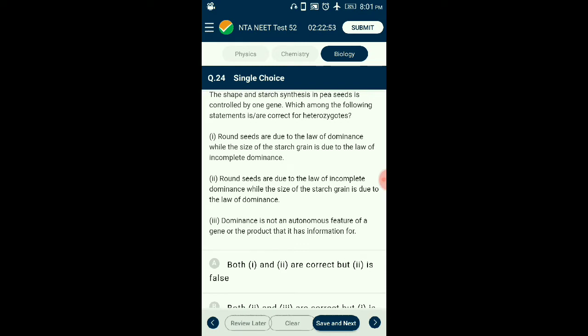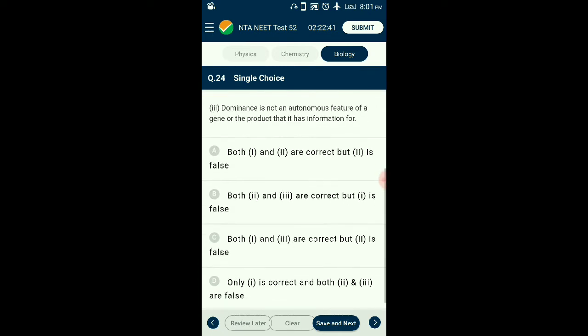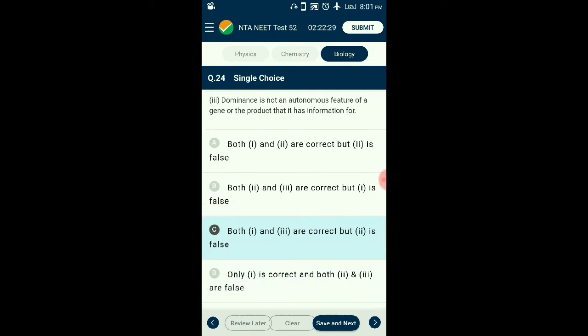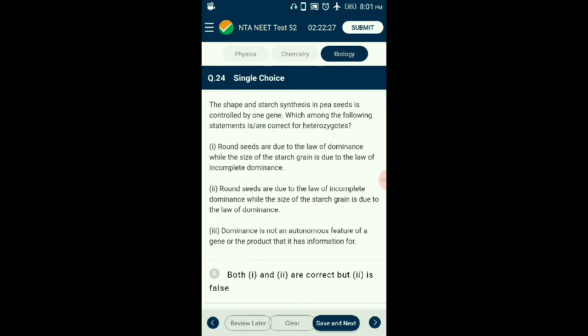The seed shape followed the law of dominance given by Mendel, but the starch grain synthesis deviated from it, resulting in incomplete dominance. So the answer is option C. Both the first statement and third statement are correct, but the second is false. So from the given three statements, the first and third statements are correct, and the second statement is wrongly given.